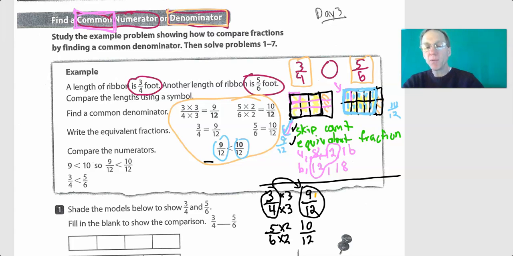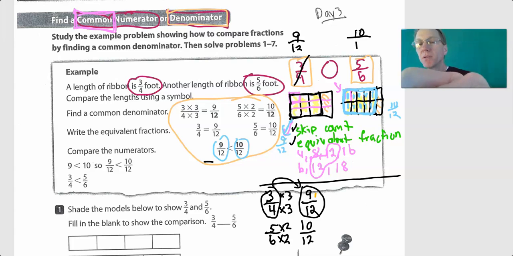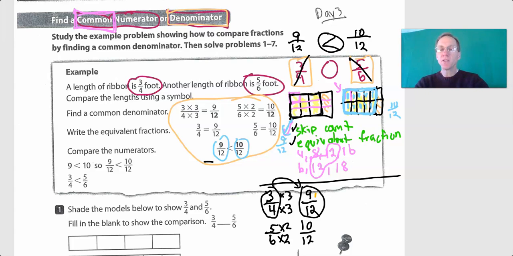So now I just rename them up here. Look, it's not 3/4 anymore. It is now 9/12. It's not 5/6 anymore. It's now 10/12, naming the same amount of pizza. And now I can compare these. I can say, oh, well, look, 12ths and 12ths are the same. So 9 slices out of 12 is definitely less than, so I'm pointing to the smaller number, 10 slices out of 12. And that's how they got this. And I guess I should have left this up because now I know 3/4 is less than 5/6. And that's how they got this part down here.